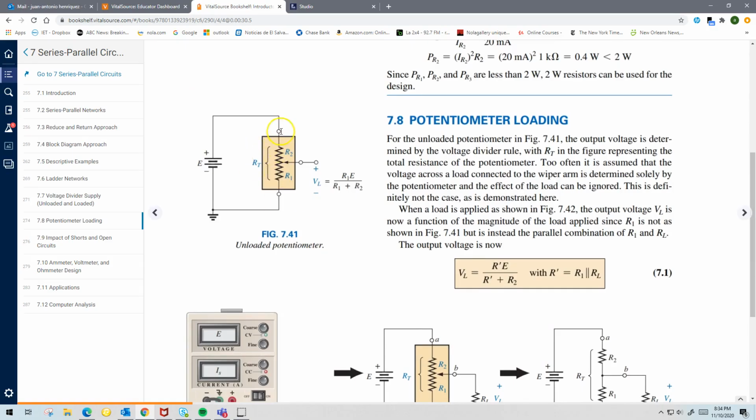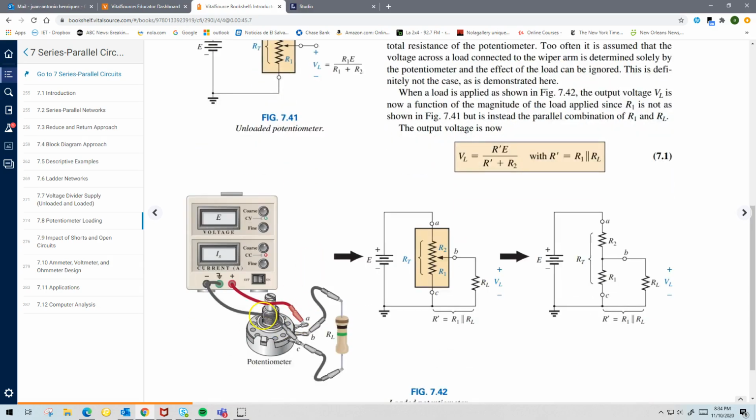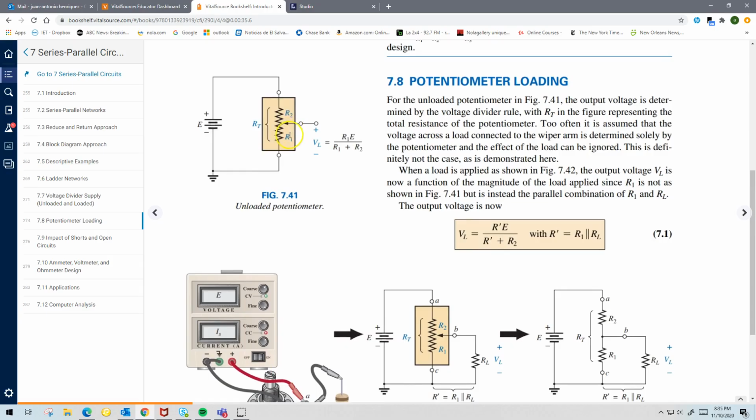You have a resistance which has a total resistance, in this case indicated by RT. Between these two points, that resistance doesn't change. But as you move the dial, remember we look at this example, like a volume knob, the resistors R1 and R2 are going to change. But the sum of R2 and R1 is always going to be RT. That's not going to change.